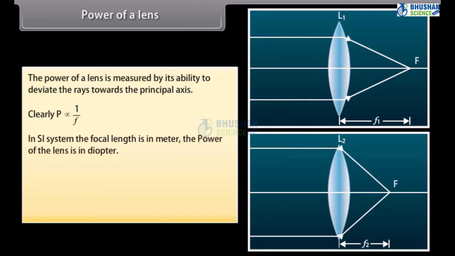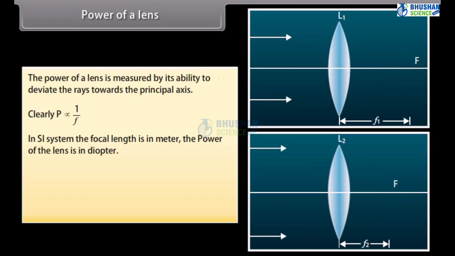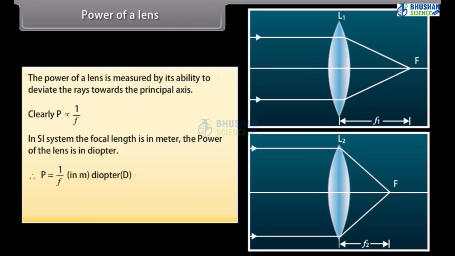In the SI system, the focal length is in meter. The power of the lens is in diopter. Therefore, P is equal to 1 by F in meter, diopter D. Clearly, the power of a lens of focal length 1 meter is 1 diopter.